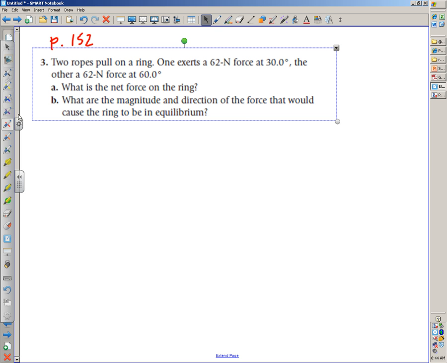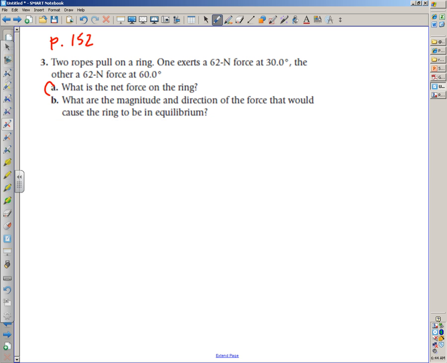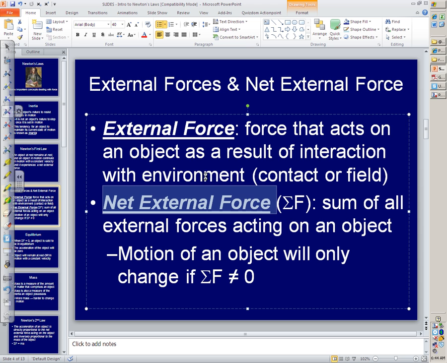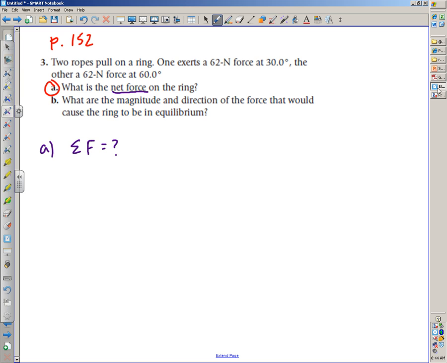So first let's handle part A. Part A says, what is the net force, right? That's what it's asking us for. So part A is asking us for sigma F. We just reviewed that net force represents the sum of all external forces acting on an object. So we need to find out the sum of the forces.